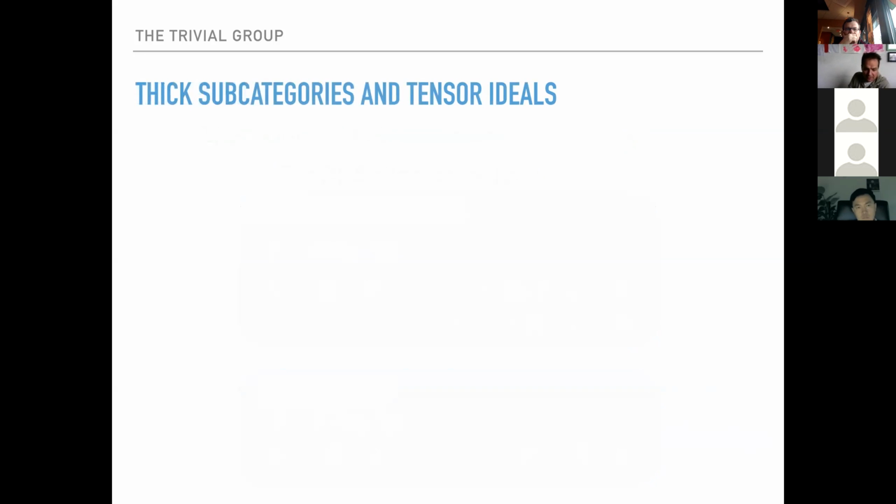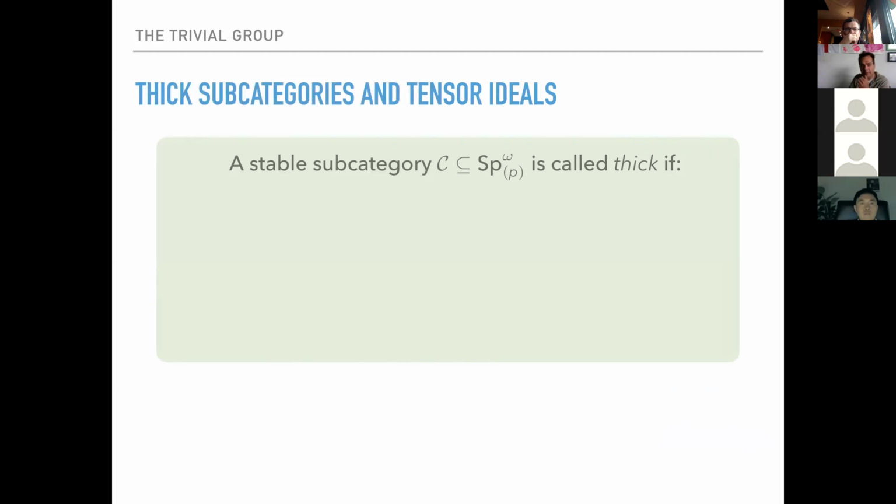So this nilpotence result is used to prove, amongst other things, the thick subcategory theorem of Hopkins and Smith. So we say that a stable subcategory of p-local finite spectra, those are the compact objects in the spectra, that's what the omega will denote, is called thick if it's closed under retracts. So if it admits a retract in the bigger category, then that retract must be in C.